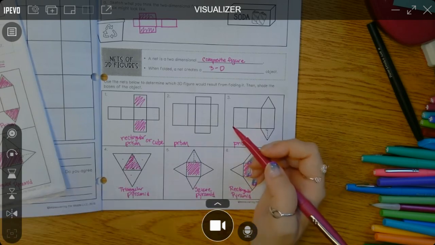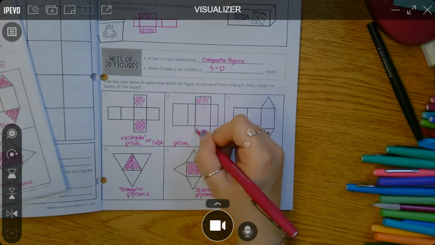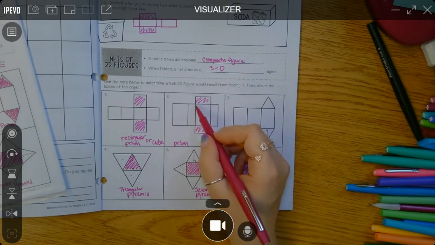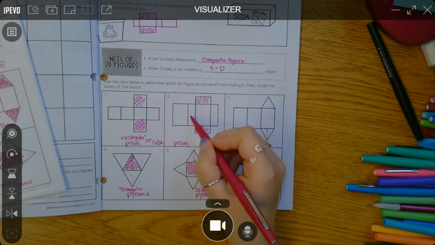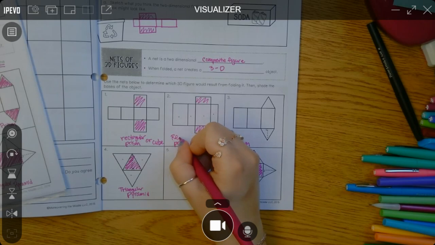For this guy, what is this? Yeah, well, it has 1, 2 bases, so it's a prism, and it has rectangular sides. How many rectangular sides? Well, since my base shape has 4 sides, there's 1, 2, 3, 4 coming off of it. So this is a rectangular prism.